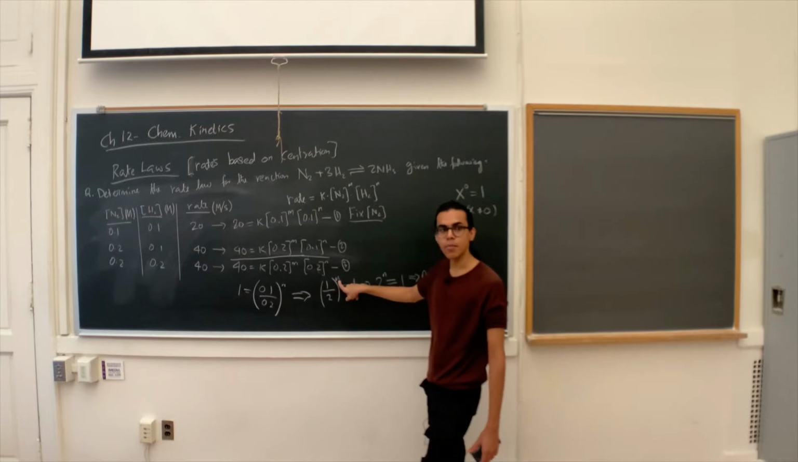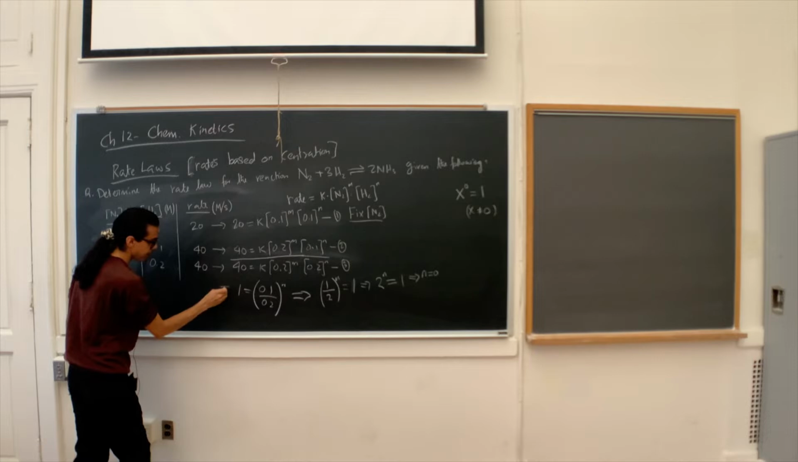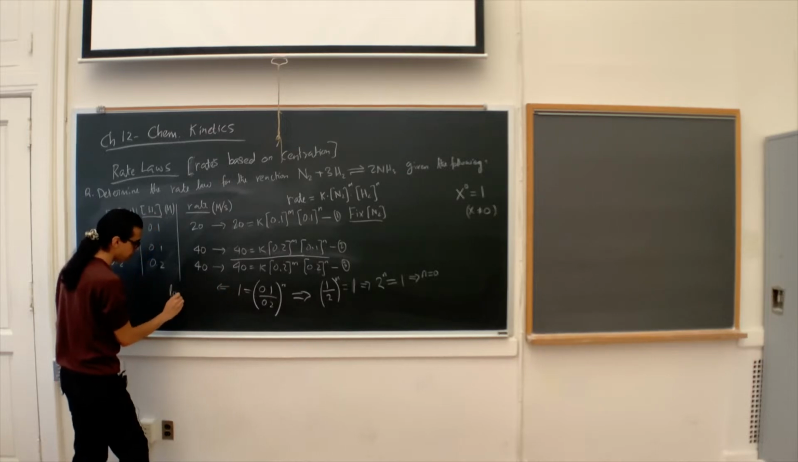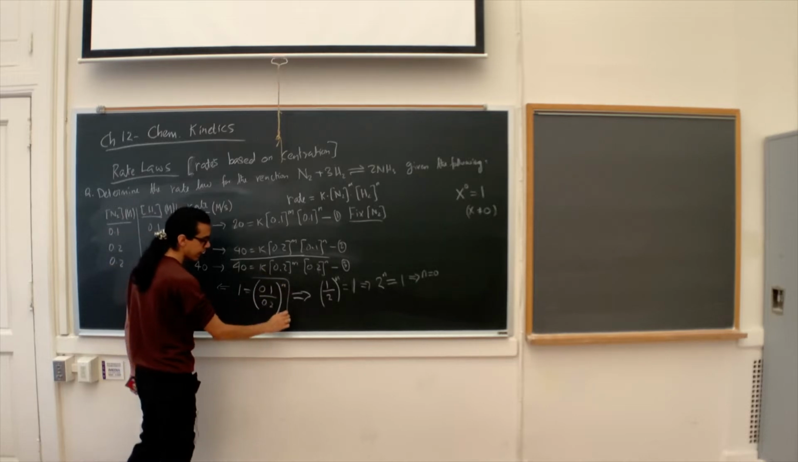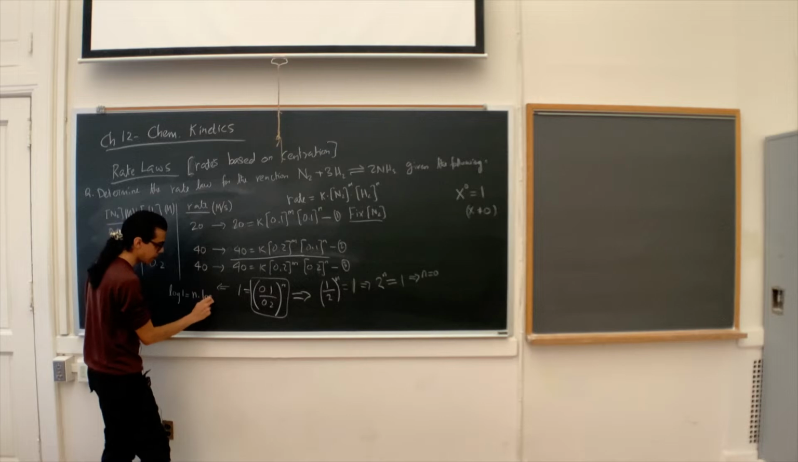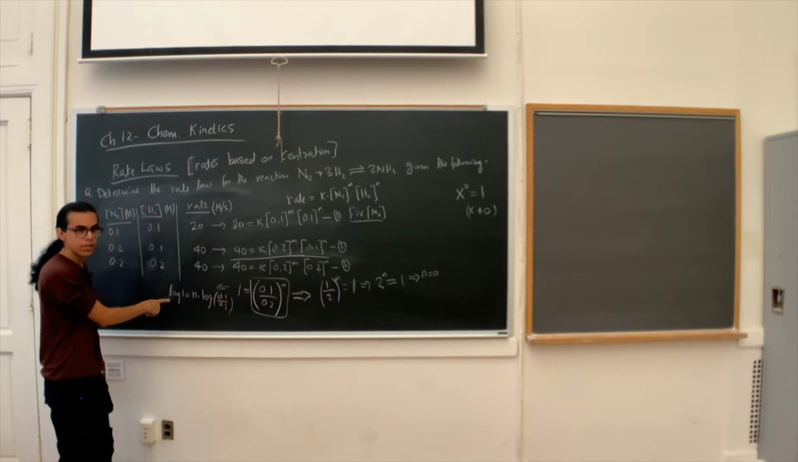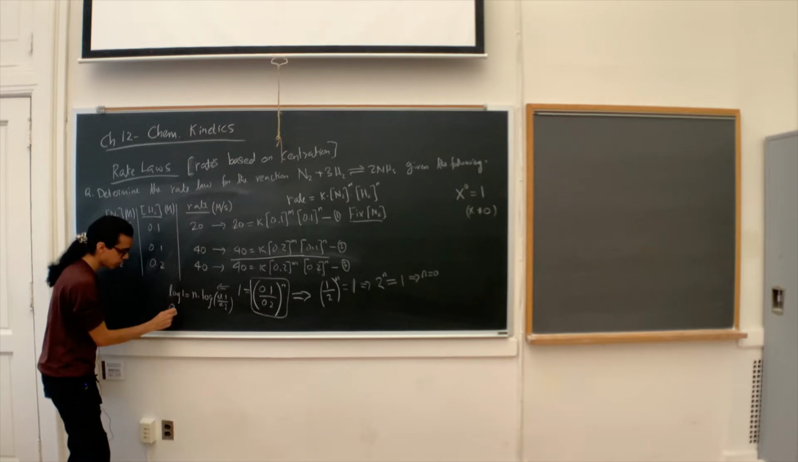What's one function that brings down the power? Log, right? So take the logarithm of both sides. If you do that, you're going to get log of 1 equals, taking the log of this whole right-hand side, it's going to bring down that n, so it's going to be n times log of 0.1 over 0.2. What's the logarithm of 1? 0. That's something to memorize. Log of 1 is 0.